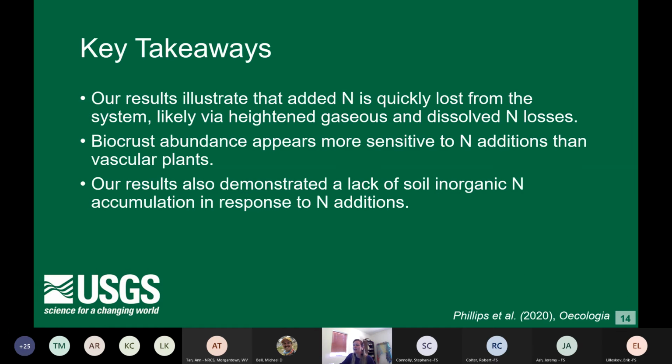So some of the key takeaways are that added N is potentially quickly lost from the system, maybe due to gaseous losses and dissolved nitrogen losses. And then biocrust abundance appears to be more sensitive to nitrogen additions than vascular plants. However, neither had responses at what is thought to be the critical load for this region, making me think that maybe we need to do more work here and reevaluate some of our critical loads. And it's also interesting that the soil inorganic nitrogen is not accumulating in response to it. So this left us with a lot more questions than answers in some ways, especially about volatilized losses.